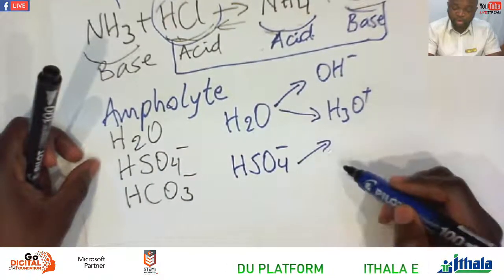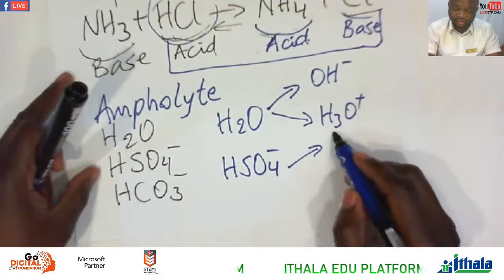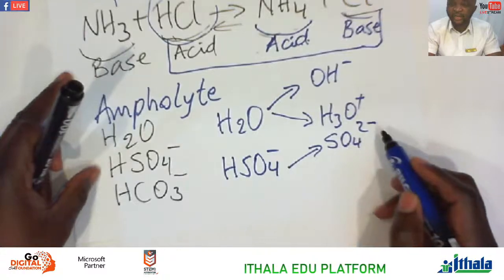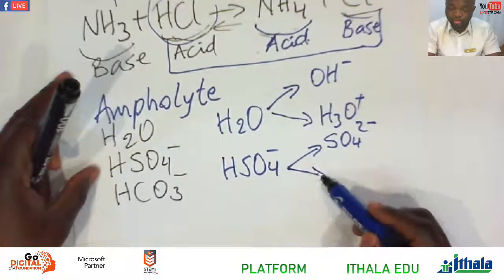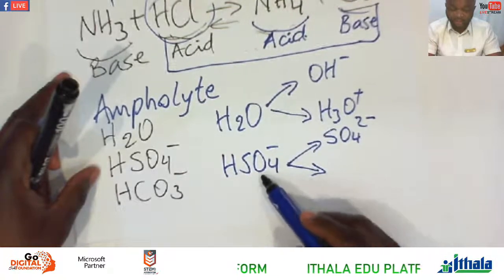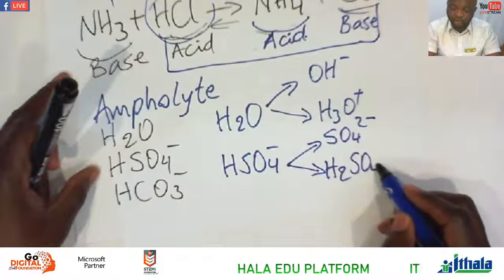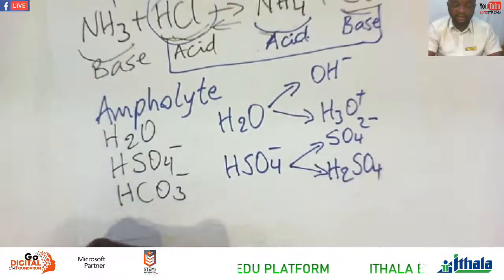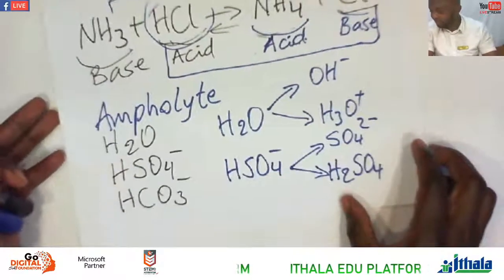The same thing applies to HSO4 minus. It can be a proton donor. If it is a proton donor, that becomes what? An acid. So what remains is SO4 2 minus. It can also act as a base. As a base it will be what? A proton acceptor. So it will gain another hydrogen, that will be H2SO4. Right? That's how an ampholyte will always react.